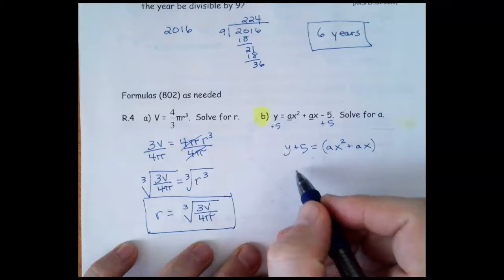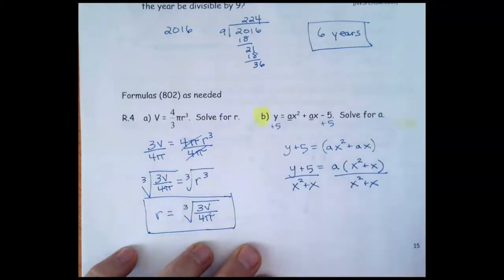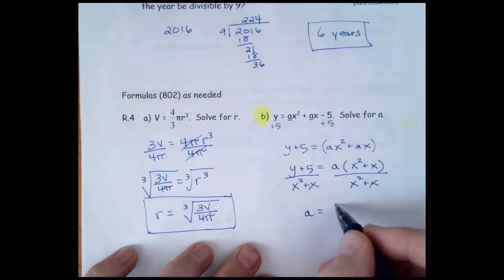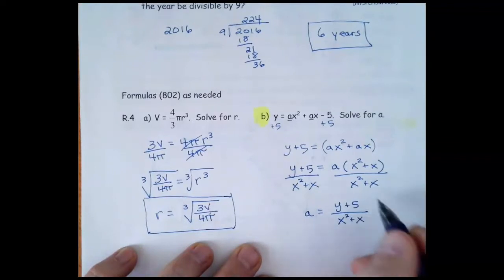So we're going to factor out an a. So that's going to leave us with x squared plus x. And then if you just think about that for a moment, we could redistribute the a, multiply it by both of those, and we would get that. And we're almost done. We're trying to get a by itself. Right now, a is being multiplied by this, so we're going to divide both sides by that. Dividing is the inverse operation of multiplying, and it's going to eliminate that. So our final answer is going to be a is y plus 5 over x squared plus x.